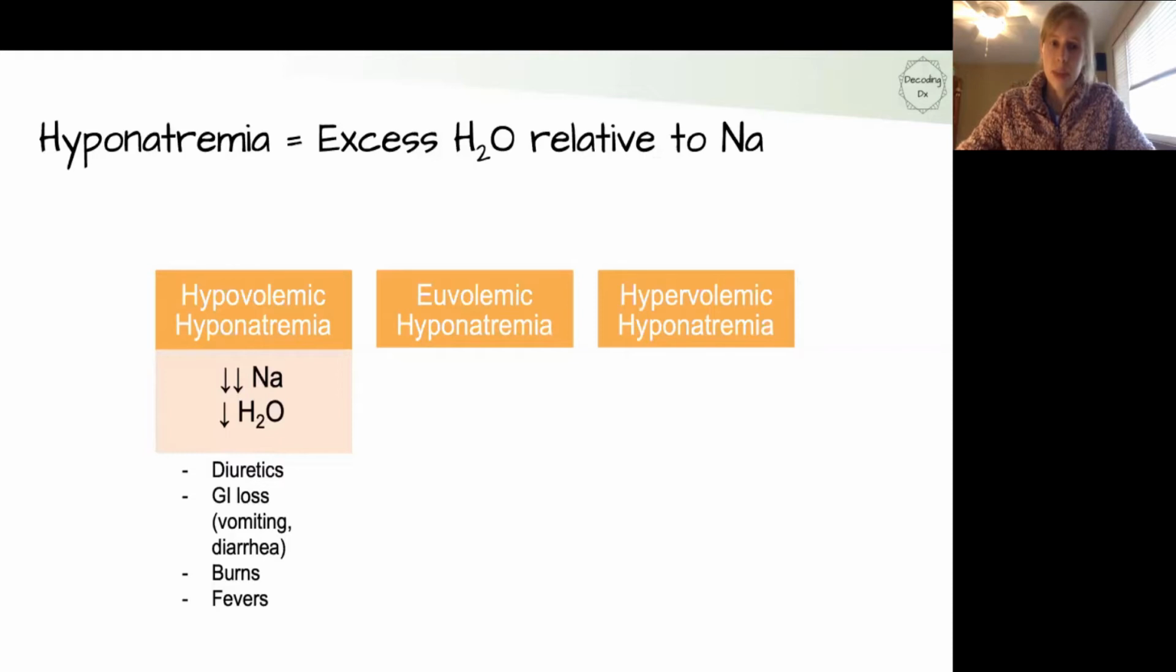Starting off with hypovolemic, this means that you've lost both water and sodium, but you've lost more sodium relative to the water that you've lost. This can commonly happen from any sort of fluid loss from the body.